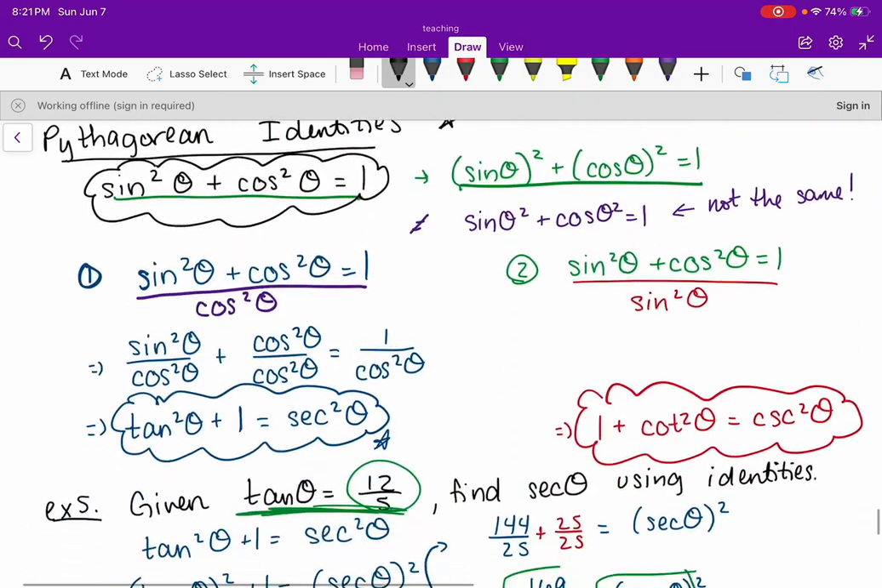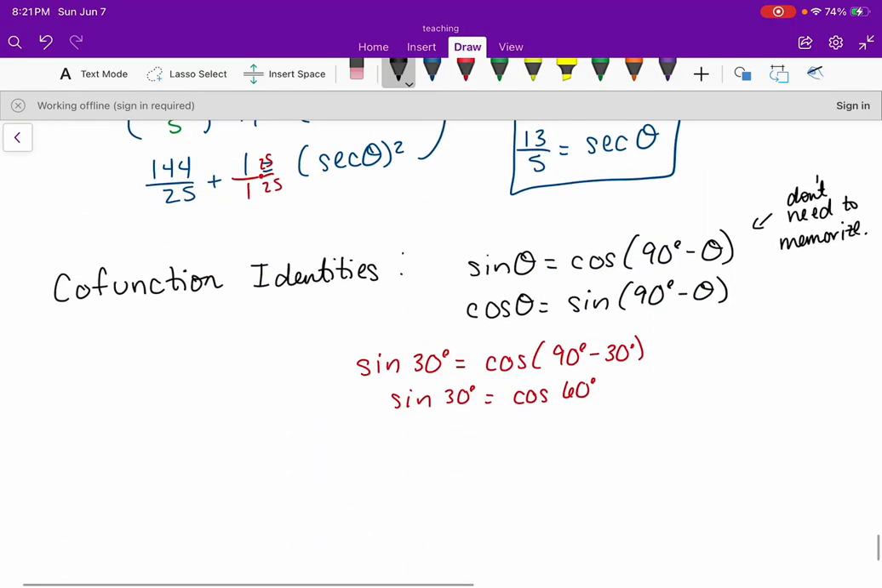I don't think it would be crazy for me to ask you to memorize it, but I'll just let you know that it's not a super common thing that we're going to be using. So I wouldn't worry about it too much.